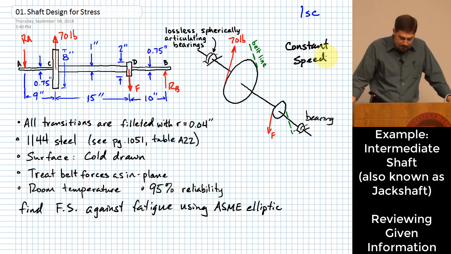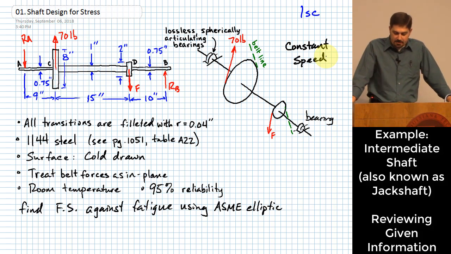Let's treat these belt forces, the 70 pounds and then whatever value of F we're going to find here in just a second, as if they are in plane, even though it looks as if they are not, all right? So this is one of those things that in practice, whenever you're doing calculations, it is often an engineer's job to decide what sorts of effects are negligible, right?